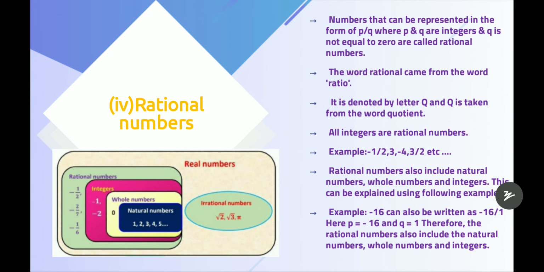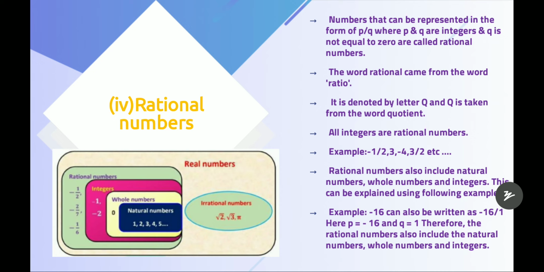Why? Because in rational numbers we can keep any denominator. In integers, 1 by 1 only can be there, minus 2 by 1 only can be there. But in rational numbers, the denominator can be anything, even 100 it can be, and many other numbers also. So that's why all rational numbers are not integers, but all integers are rational numbers. Example: 1 by 2, 3, minus 4, 3 by 2, etc.